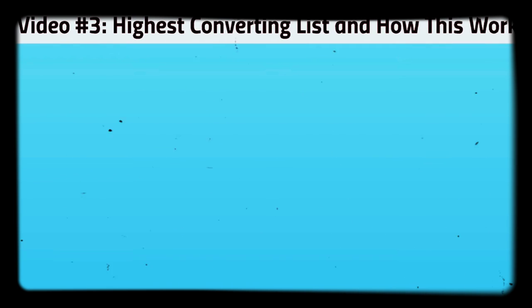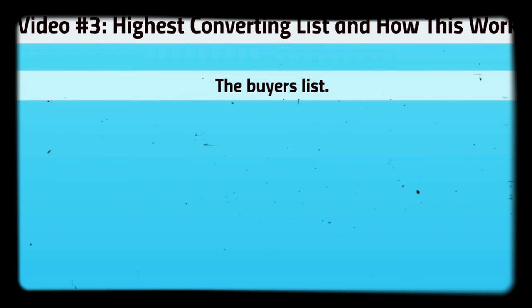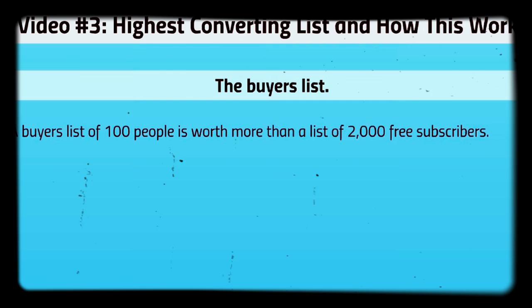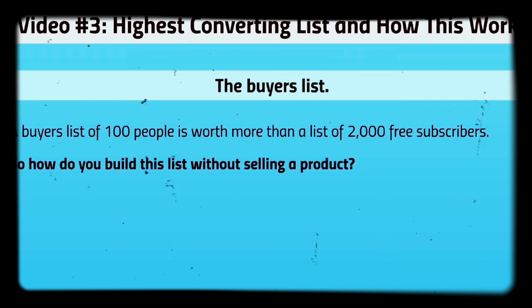Okay, so welcome back. This is video number 3, and we're going to talk about the highest converting list and how it works. So we talked about in the previous video that this is the buyer's list. A list of 100 people is worth way more than a list of 2,000 free subscribers. So think about it, because these are people who actually know you. They have purchased a product, somebody else's product, but they still know you and they have seen you on the thank you page. Now, I'm going to talk more about the formula and how it works in just a minute, so you'll be able to see everything in a bird's eye view.